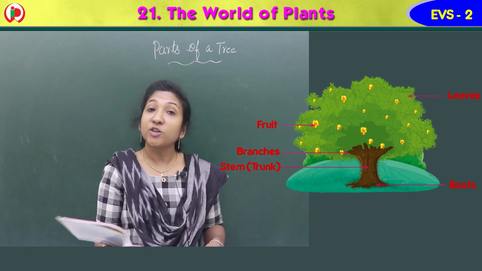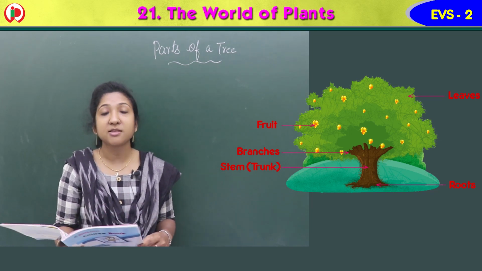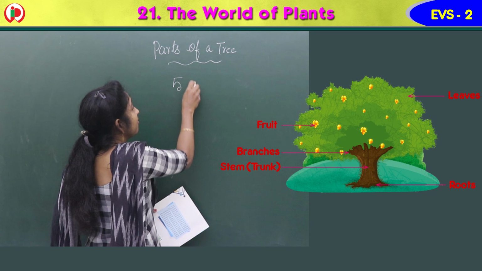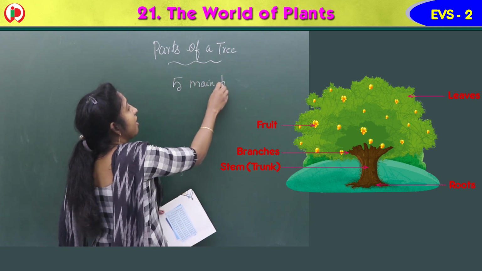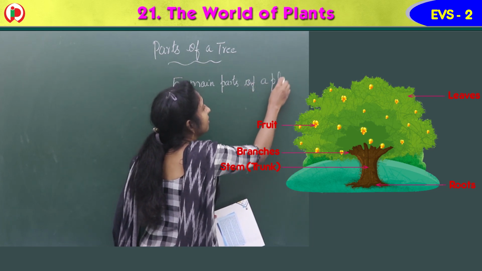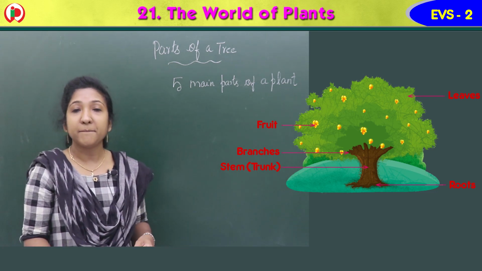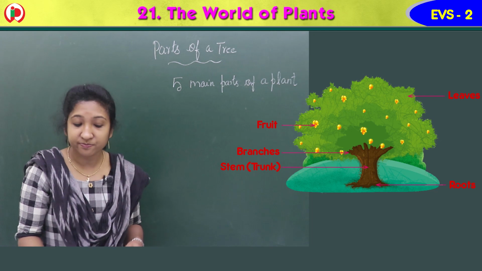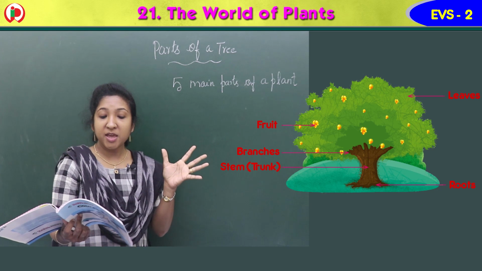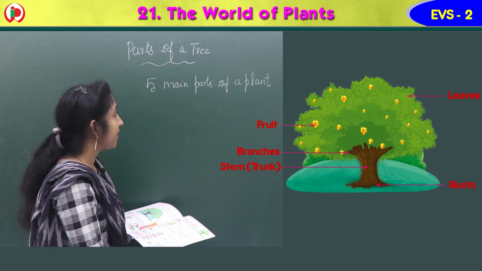Now let us learn about these parts. There are 5 main parts of a plant. So how many parts are there, children, for a plant? There are 5 main parts of a plant. What are they? Can you see the image here? The image of a tree they have given here.